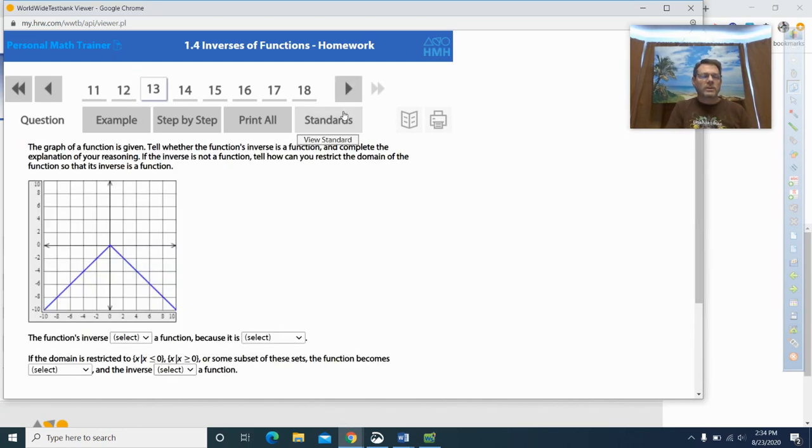All right, and then 13. This is an interesting thing. It says the graph of the function is given. Tell whether the function's inverse is a function. Complete the explanation of your reasoning. All right. If the inverse is not a function, tell how you can restrict the domain of the function so that its inverse is a function.